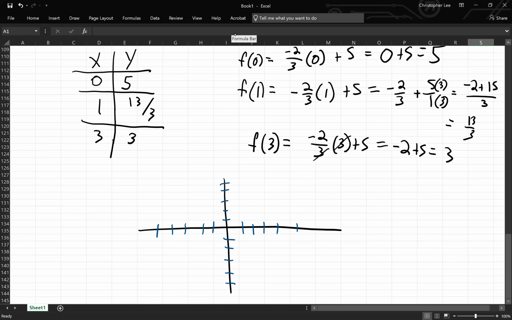What is 13 over 3? I don't even know. I have to go to the calculator for that. What is 13 divided by 3? 4.3? All right, we're good. All I wanted to know is that it was smaller than 5. So I'm good.